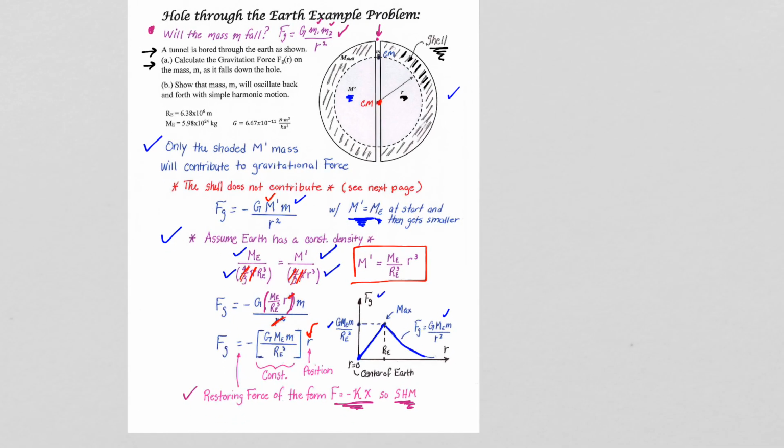In other words, we would drop it into our hole. It would accelerate, have its maximum speed at the center, decelerate, come to a stop at this end, and it would just oscillate back and forth, theoretically. So really interesting problem.